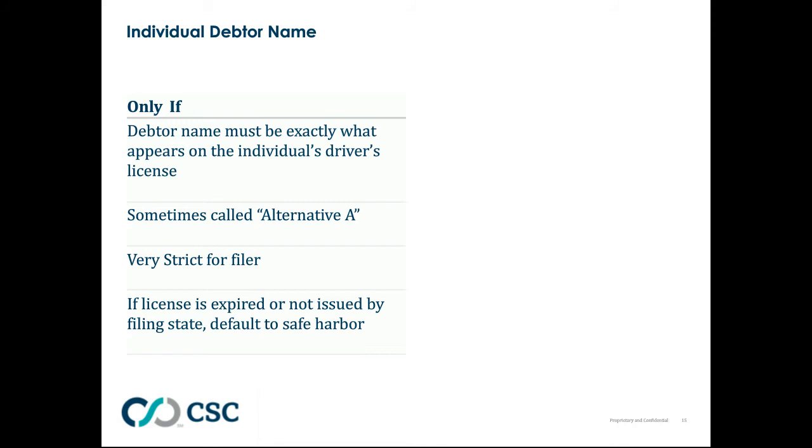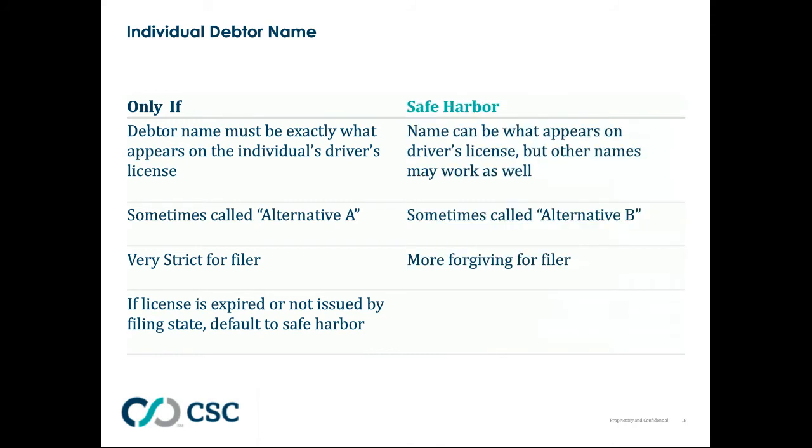So let's talk about safe harbor. The safe harbor approach basically says that the name that's on the driver's license may be sufficient for identifying your debtor and putting on your UCC, but other names could work just as well, like the surname or first personal name. So this is alternative B. It's a lot more forgiving for us as filers, but it does create some issues for searchers. But there's really not that many states using it.